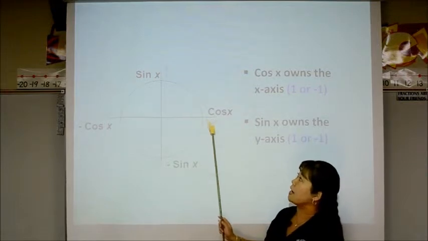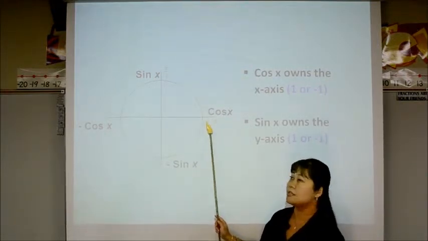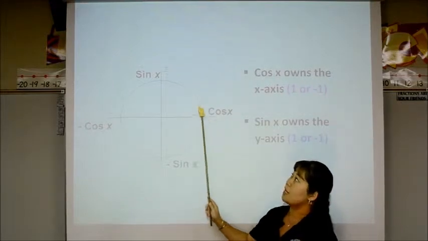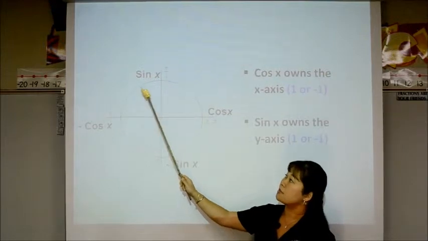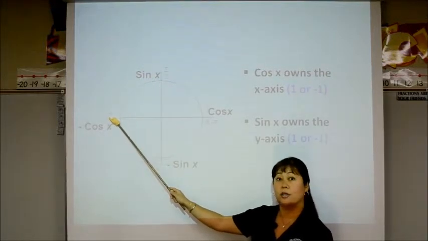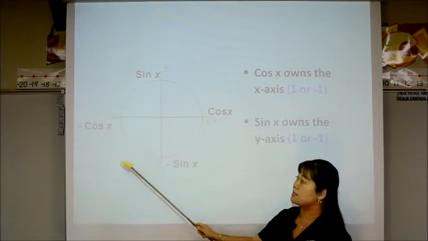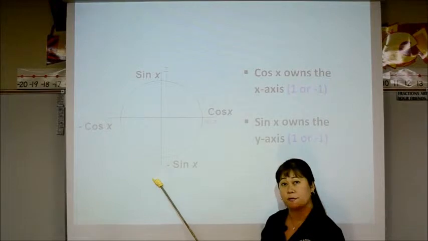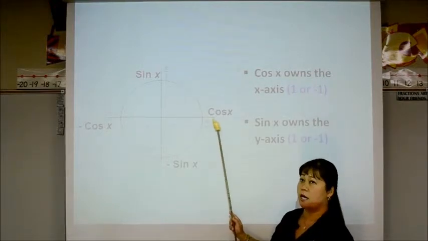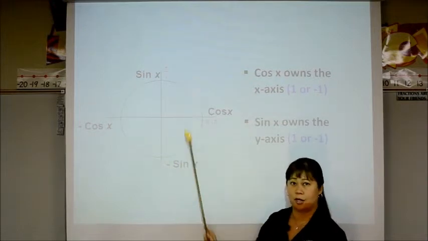So if I say sine of 0, it's going to become 0, just because again, sine does not own the x-axis. Sine of pi over 2, or at 90, right, is 1. Sine of 180, or at pi, is equal to 0, and then sine of 3 pi over 2, or 270, is equal to negative 1, and then sine of 2 pi is equal to 0 again, because again, sine owns the y-axis right there. Okay?